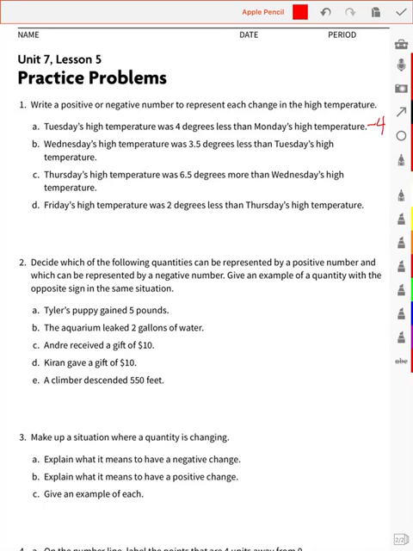Wednesday's high temperature was 3.5 degrees less than Tuesday's temperature, so -3.5. C, Thursday's high temperature was 6.5 degrees more than Wednesday's high temperature. So you can either put the positive sign or not. You don't have to when it's positive. And that would be a 6.5. Friday's high temperature was 2 degrees less than Thursday's, so it would be a -2.